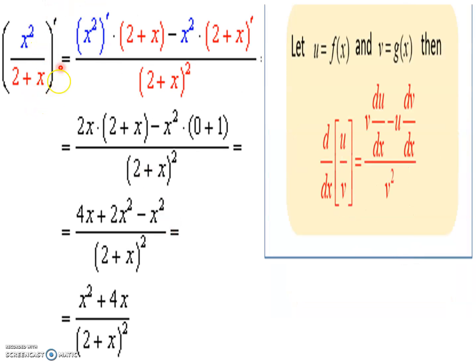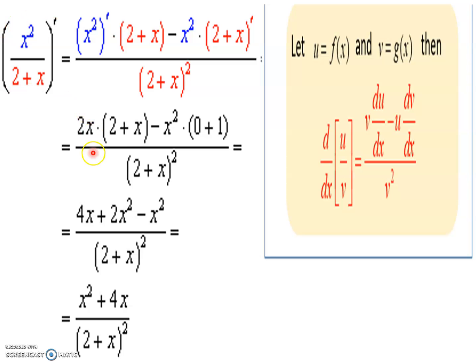Now we have to find the derivative of x square upon 2 plus x. We define that the numerator function is different, the denominator function is different. So we take u as f of x and v as g of x, then derivative of u upon v is v derivative of u minus u derivative of v upon v square. So x square is u, 2 plus x is v. We have to put in x square, derivative of 2 plus x, that is minus x square into 2x dash. Dash is included in Newtonian notation, that is derivative.